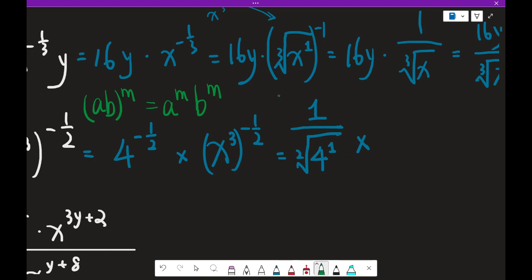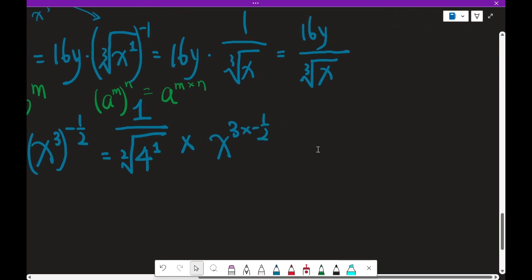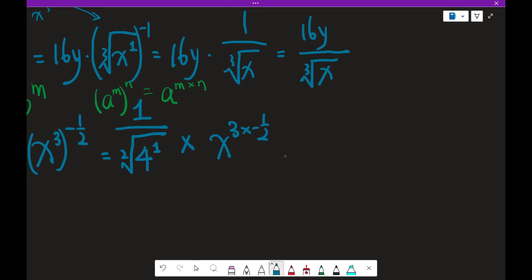As we learned from this identity, when we have a to the power of m to the power of n, it gives us a to the power of m times n. So similarly right here, x cubed to the power of negative 1 over 2 gives us x to the power of 3 times negative 1 over 2. So now we can simply evaluate and simplify the rest of these things here.